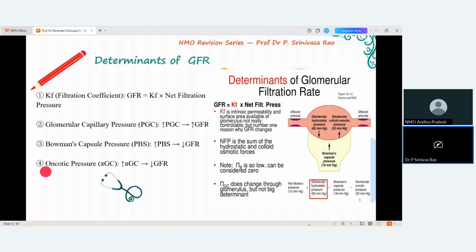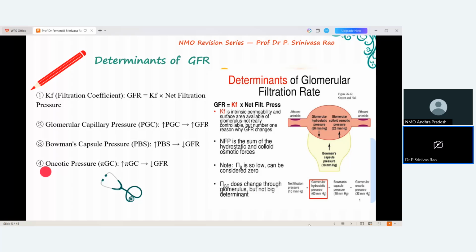Increase in the glomerular capillary pressure causes what? An increase in the glomerular filtration rate. Bowman's capsule pressure. When does this increase? Suppose there is an obstruction to the kidney by a stone. This stone will be obstructing the outflow. When it is obstructing the outflow, it will be causing an increase in the pressure of the Bowman's capsule. So I told you, whenever there is an increase in the Bowman's capsule pressure, there is a decrease in the GFR.